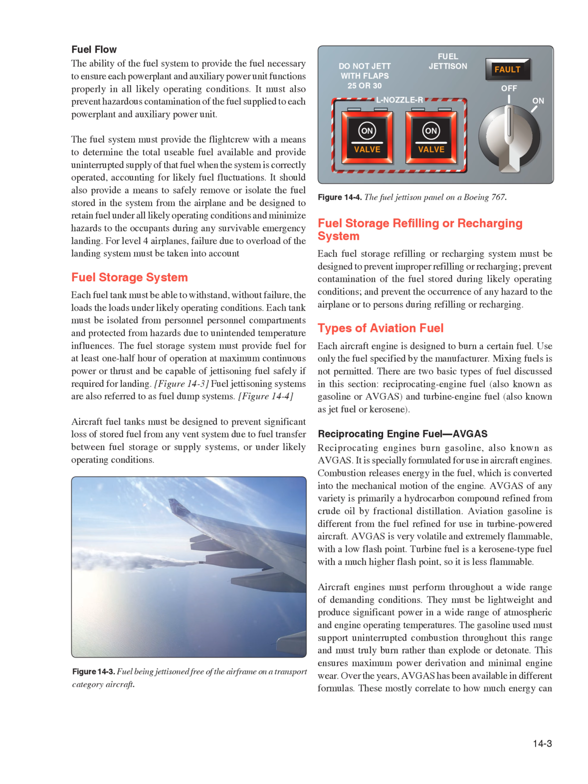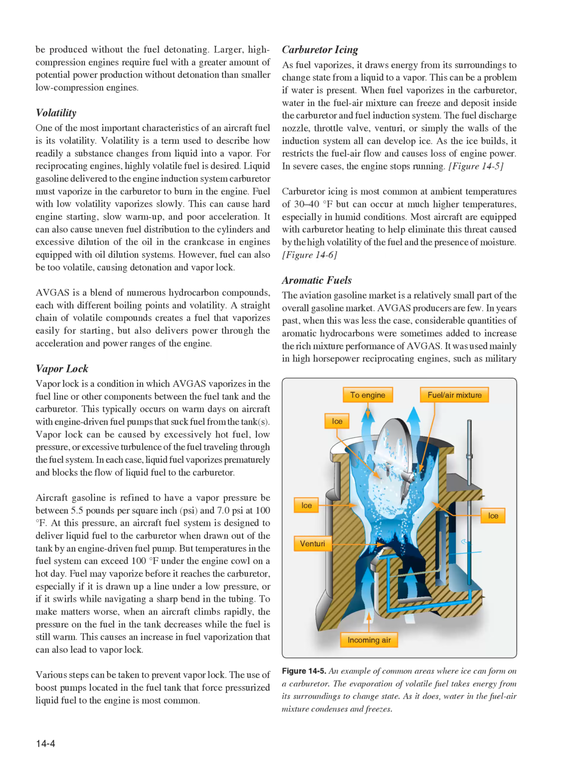Aircraft engines must perform throughout a wide range of demanding conditions. They must be lightweight and produce significant power in a wide range of atmospheric and engine operating temperatures. The gasoline used must support uninterrupted combustion throughout this range and must truly burn rather than explode or detonate. This ensures maximum power derivation and minimal engine wear. Over the years, avgas has been available in different formulas. These mostly correlate to how much energy can be produced without the fuel detonating. Larger, high-compression engines require fuel with a greater amount of potential power production without detonation than smaller low-compression engines.